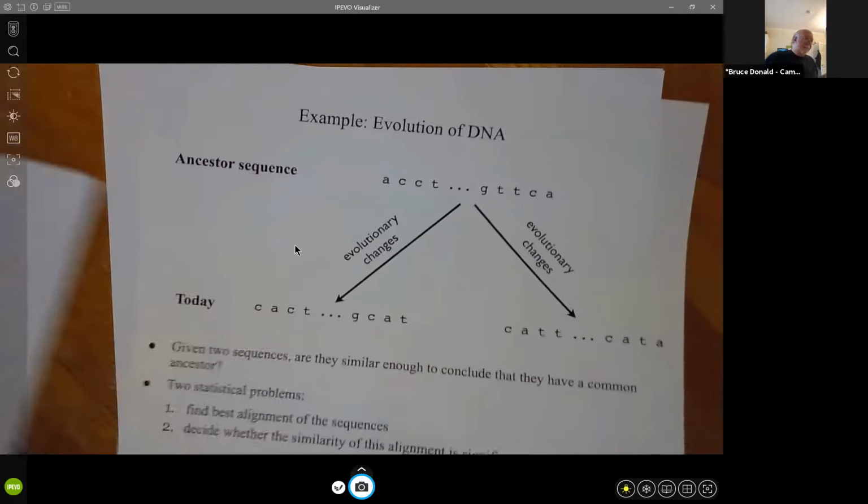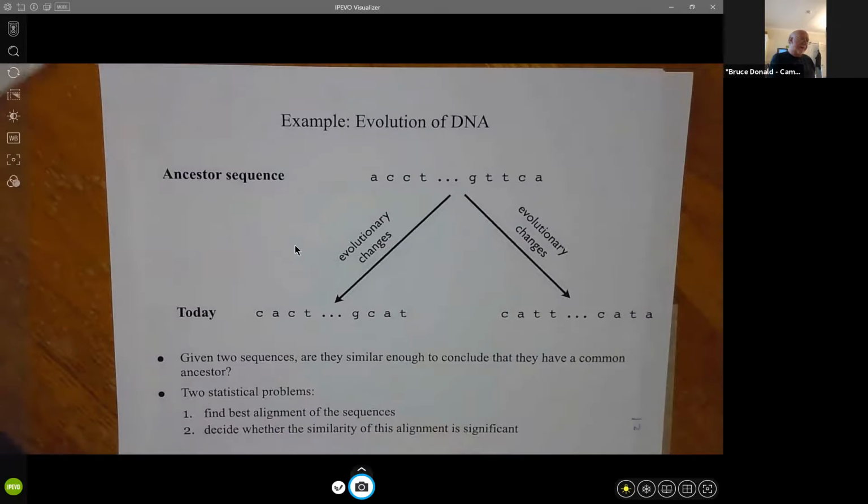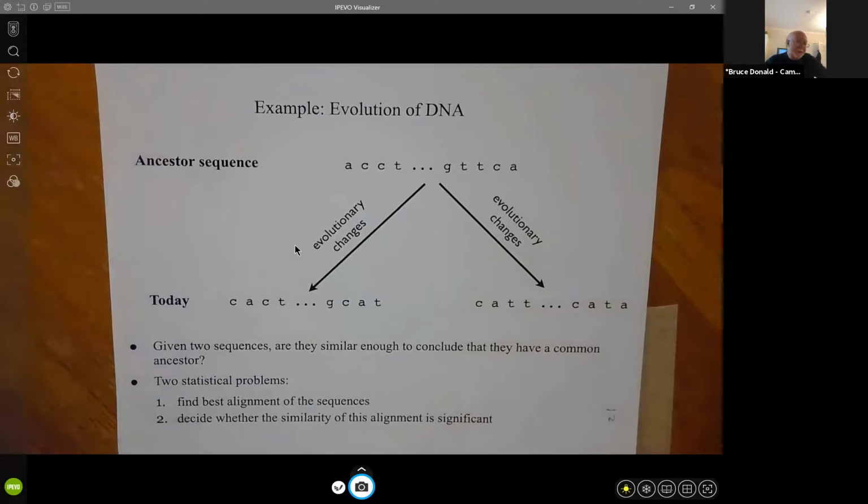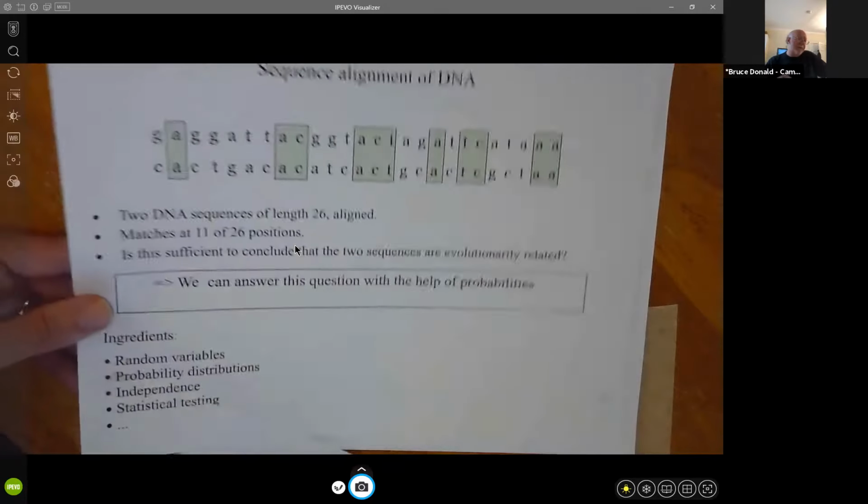So one example of doing this is the case where you have these sequences, which are based on 4 different nucleotides, and evolutionary changes can be thought of as differences in these strings. So given 2 sequences, are they similar enough to conclude they had a common ancestor? So 2 statistical problems. What's the best way to align these sequences, even if there are gaps or changes? And can you decide whether the similarity of the alignment is significant, whether these really are related in some sense? Very important in forensics as well as in paleontology, biology, microbiology, evolution, and so forth. So sequence alignment of DNA can be thought of like this.